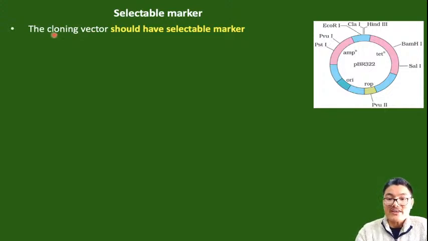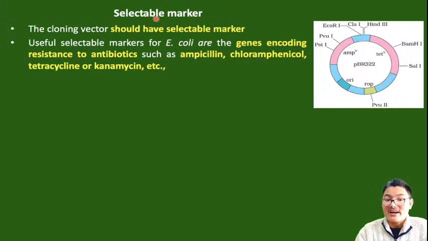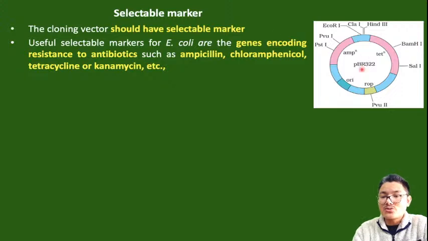The cloning vector should have a selectable marker, right? A good cloning vector, if it has a selectable marker, will help us identify which are the recombinants and which are not. Mostly we look for selectable markers, like genes encoding resistance to antibiotics. In case of PBR322, we have the ampicillin resistance gene and the tetracycline resistance gene. These segments of DNA are considered selectable markers.